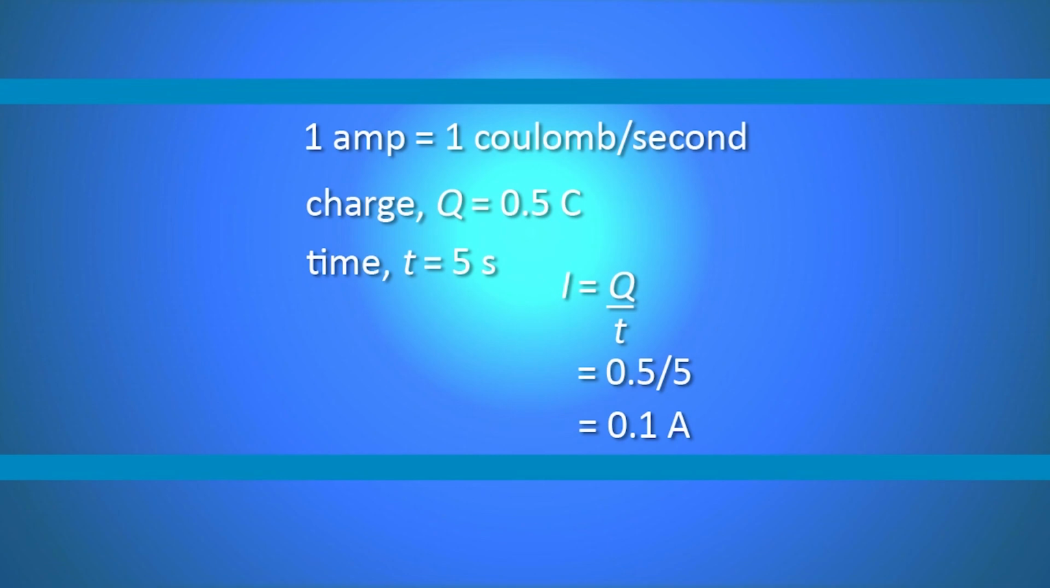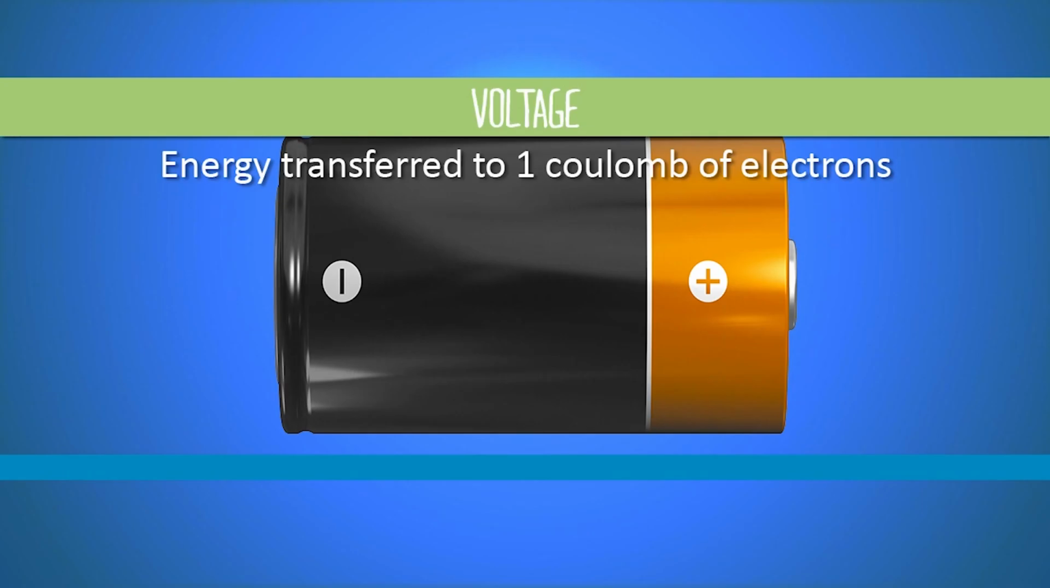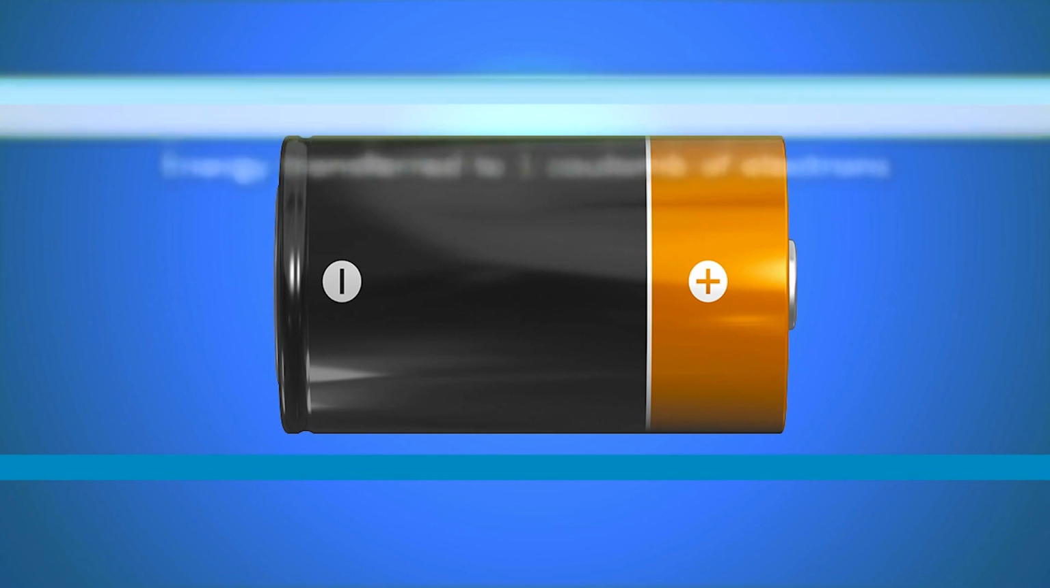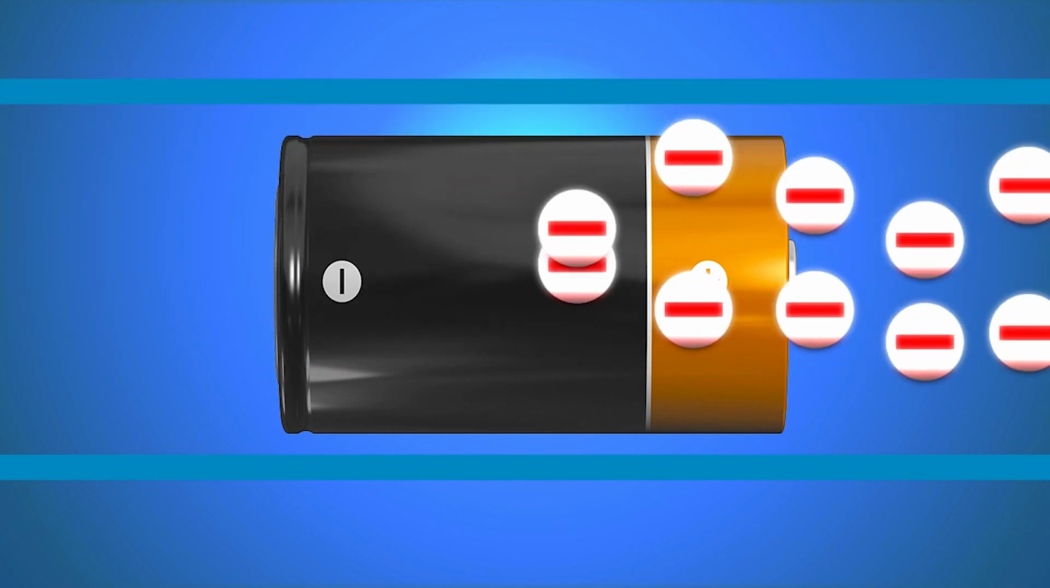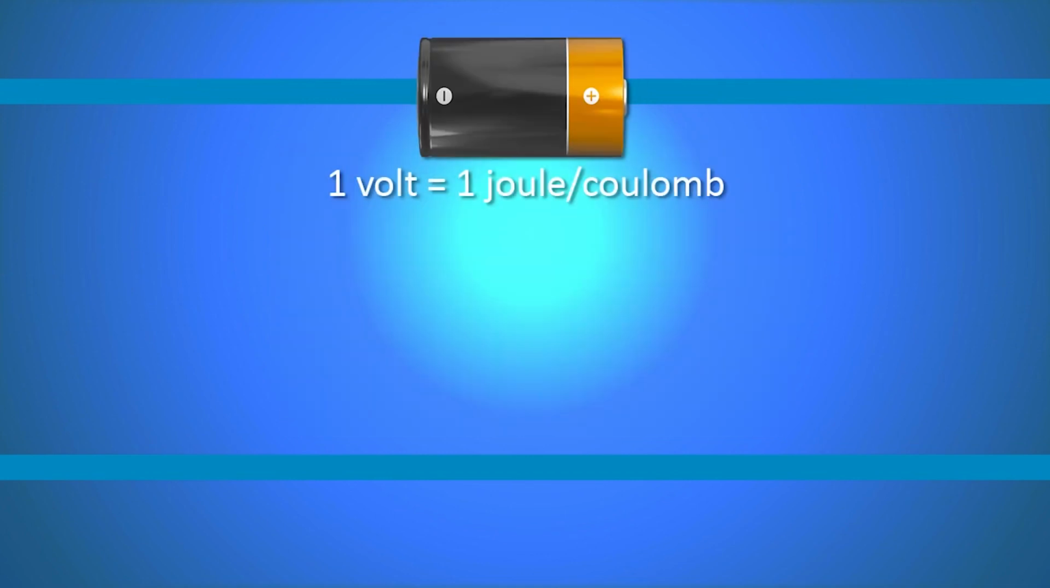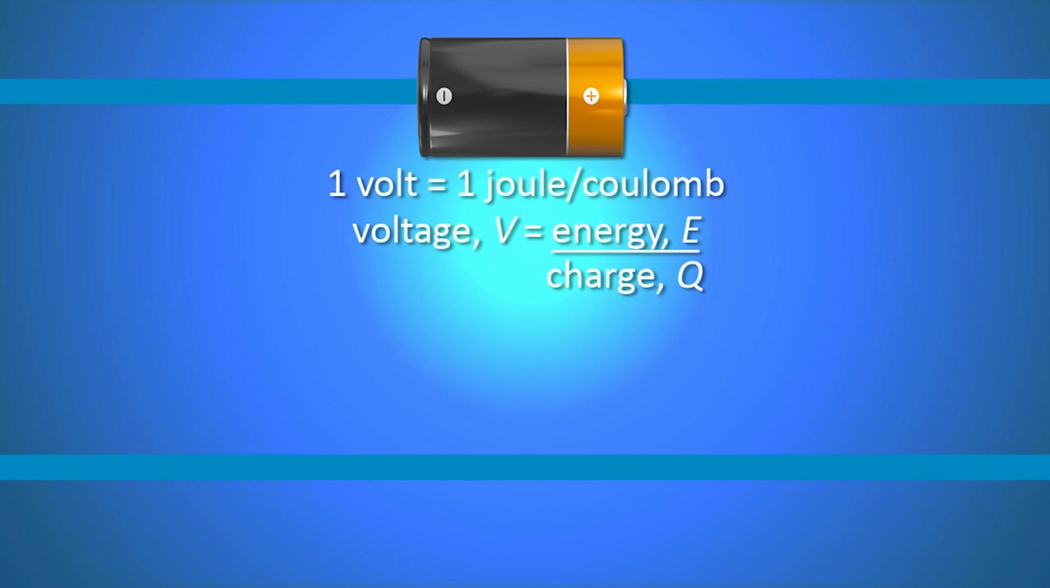Now for voltage. This is the amount of energy transferred to each coulomb of electrons. If a cell gives 1 joule of energy to 1 coulomb of electrons, then the cell's voltage is 1 volt. Voltage is energy E per coulomb Q.